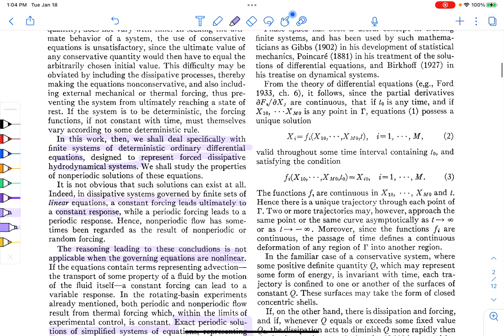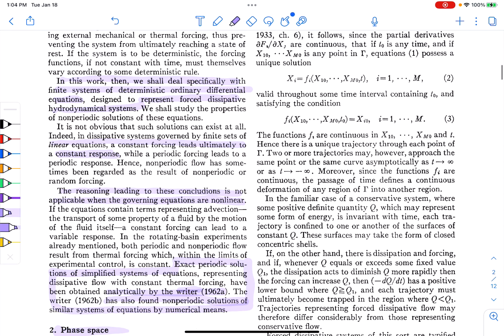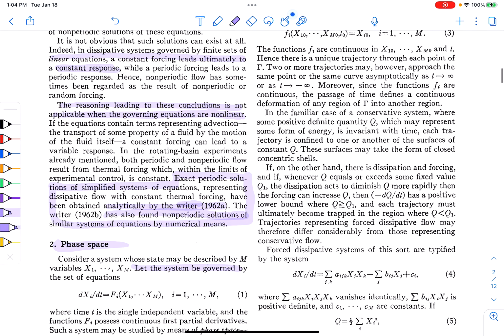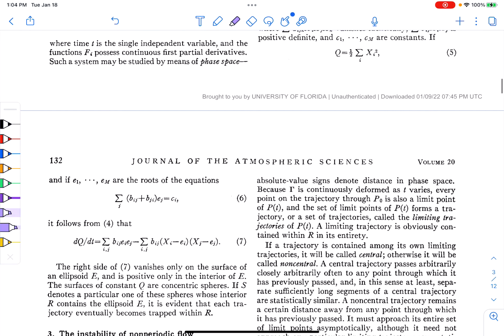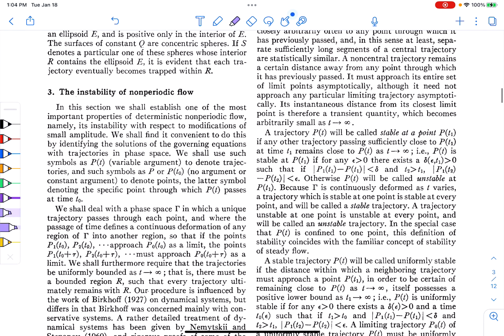Anyway, this section here is all talking about some of these physics and phase space, which I don't want to get too far into, but I recommend reading it as it's a class handout. Section 3, I think, is really important. It says the instability of non-periodic flow. So non-periodic flow is just chaotic flow, and you'll see his solutions in a second. And I think I highlighted this sentence in my own copy. He says, we shall establish one of the most important properties of deterministic non-periodic flow, that is, its instability with respect to modifications of small amplitude.